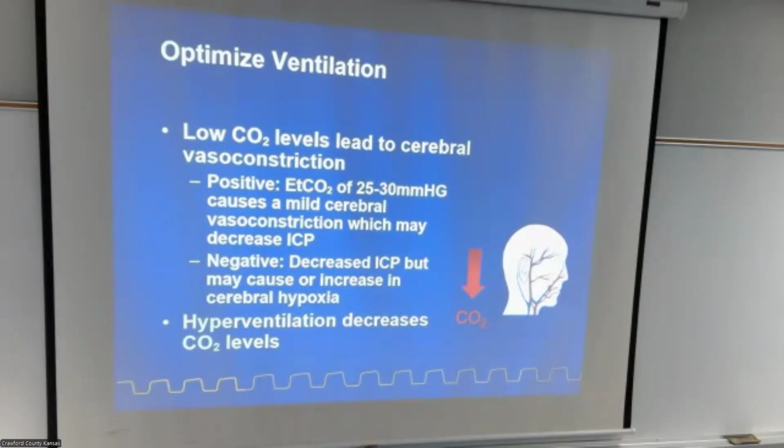So low CO2 levels cause cerebral vasoconstriction. Positive: end-tidal CO2 between 25 and 30 causes mild cerebral vasoconstriction, which may decrease ICP. Negative: it decreases ICP, but may cause an increase of cerebral hypoxia. So find that happy medium. And of course, hyperventilation decreases your end-tidal CO2 levels.